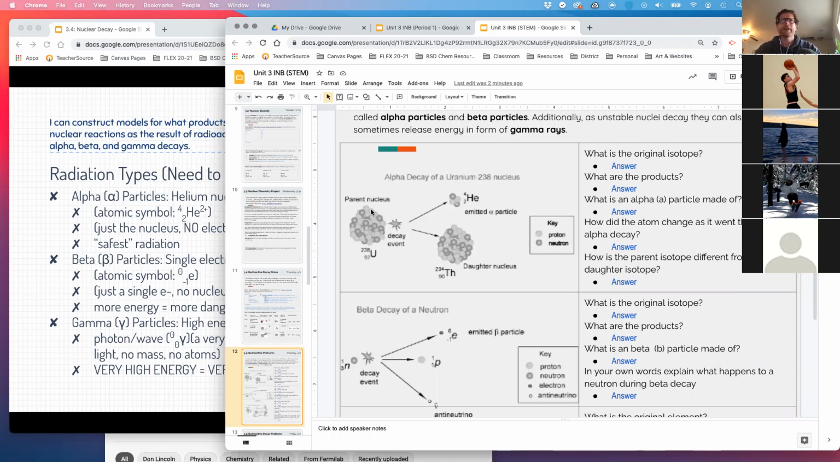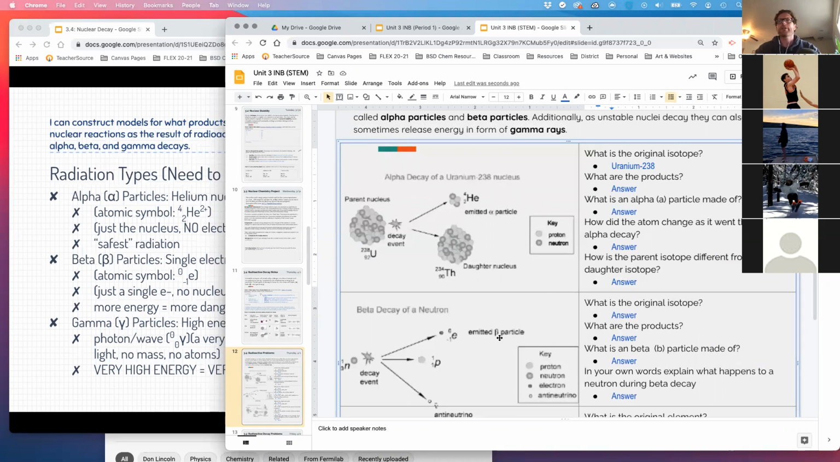This first one right here is the parent nucleus. And it's called parent and daughter, like radioisotope. And why is it daughter, not son? I have no idea. But basically, it starts as uranium-238. And then what are the products? Well, it's an alpha particle and thorium-234. What kind of change, blah, blah, blah.